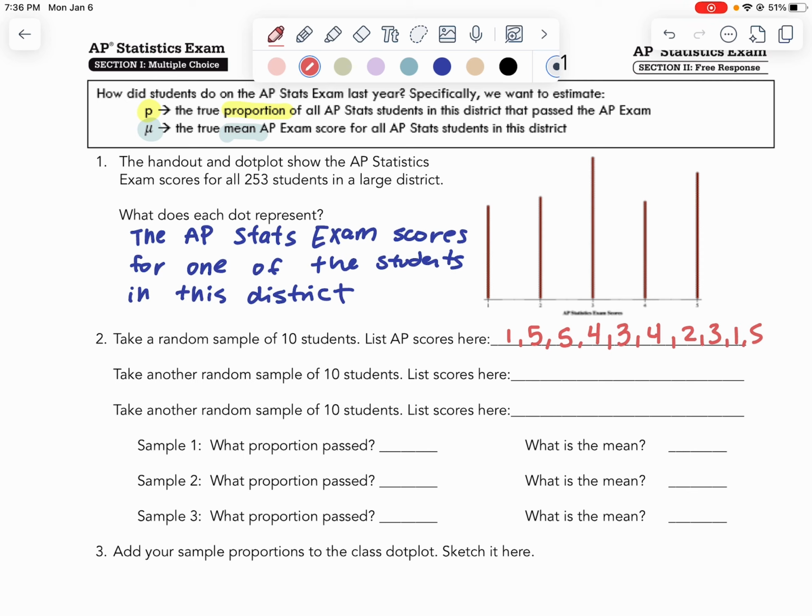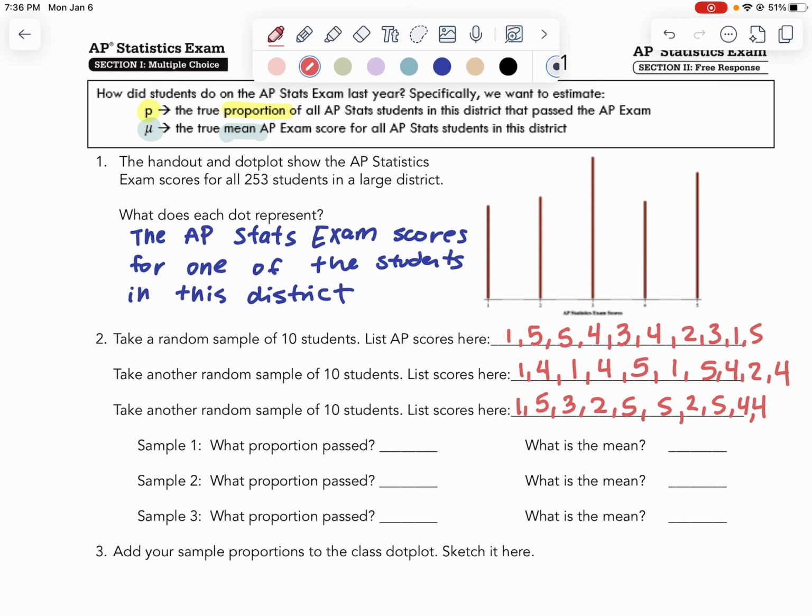And then I repeated it again. I got 1, 4, 1, 4, 5, 1, 5, 4, 2, 4. And finally, one last random sample, and I got 1, 5, 3, 2, 5, 5, 2, 5, 4, 4.